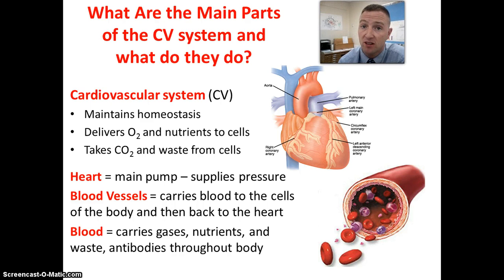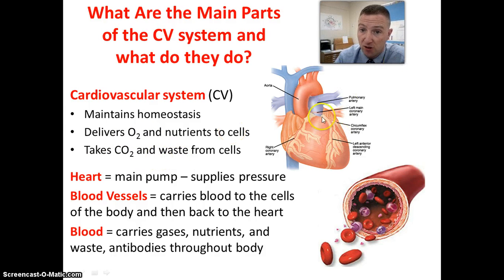Your cardiovascular system is essential for delivering oxygen and nutrients to your cells. Your cells need sugar, they need different nutrients, they need oxygen, and when they're doing that work, they're going to produce carbon dioxide and urea as waste, as well as other things. And so, your heart, your blood vessels, and your blood work together to deliver that oxygen to the cells and take the carbon dioxide waste away.